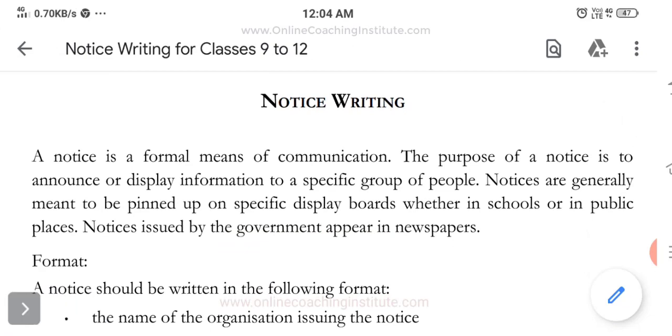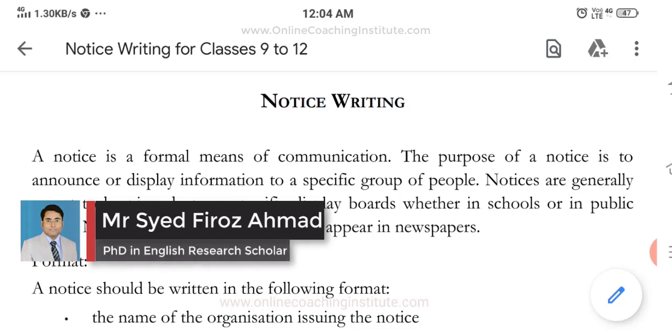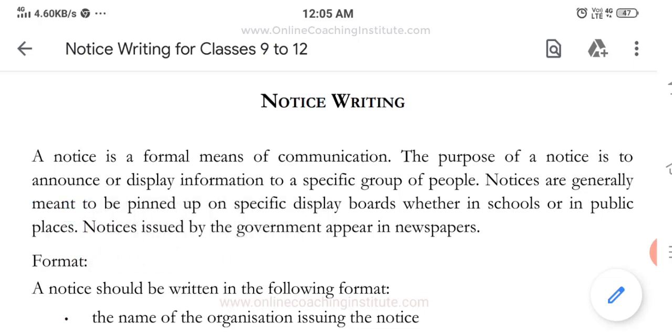Today we are going to learn a very new topic, that is notice writing. All right, students, this notice writing is applicable for the students of different classes and especially class ninth onward. So the students of class ninth, 10th, 11th, and 12th can get the benefit of this short writing composition very easily. So in this session, we shall learn plenty of things about notice.